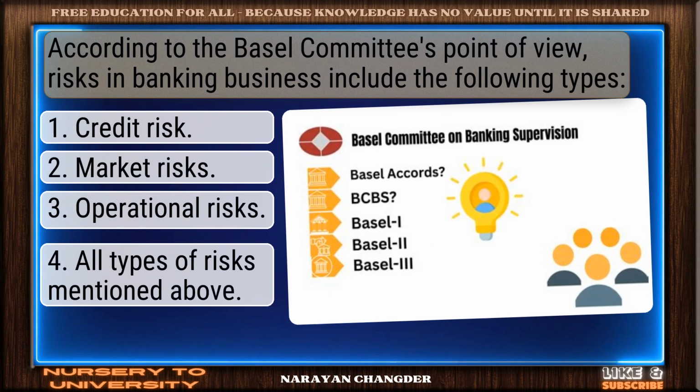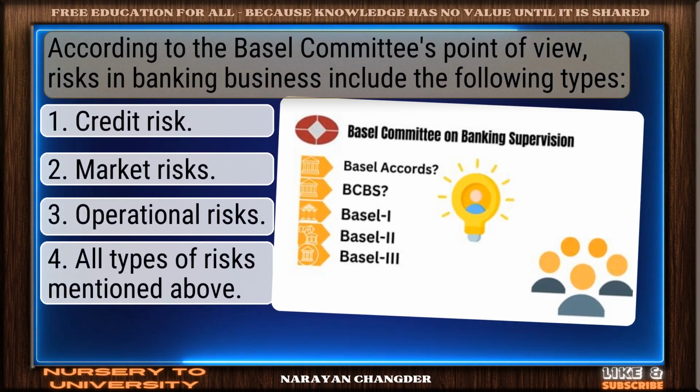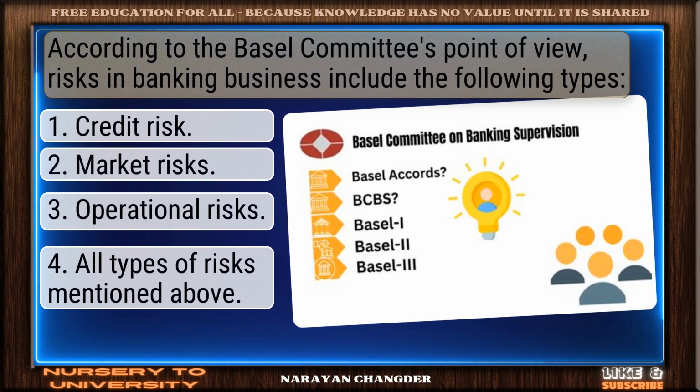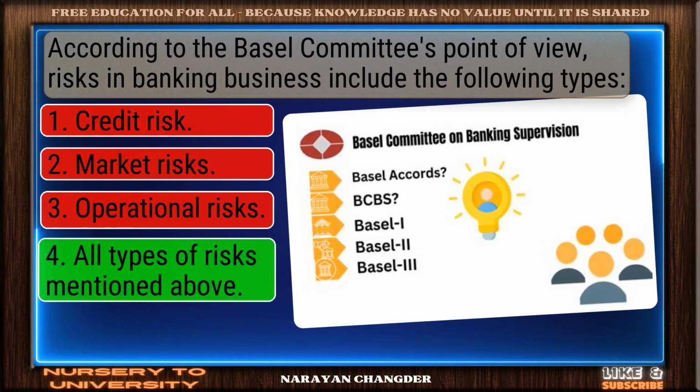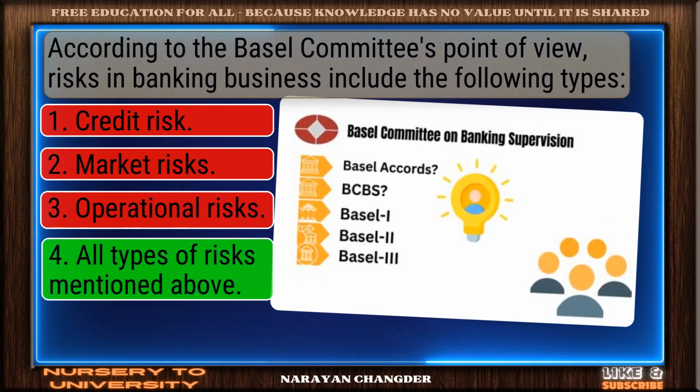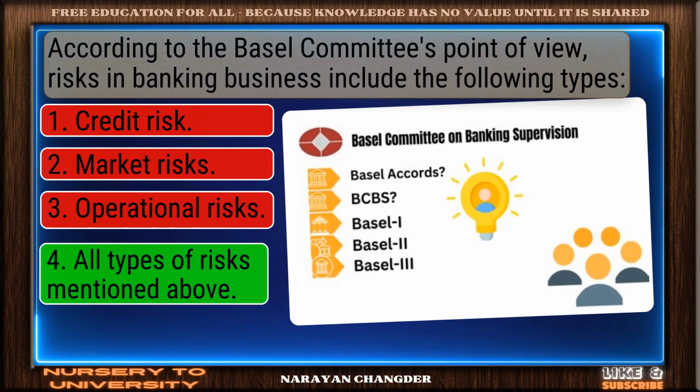According to the Basel Committee's point of view, risks in banking business include the following types. Excellent choice. All types of risks mentioned above is the right answer.